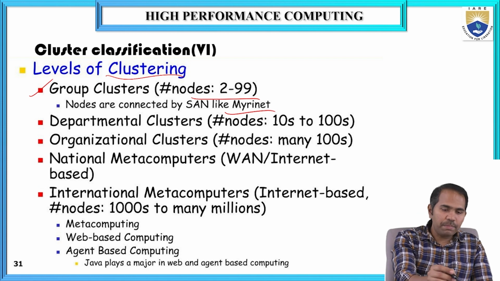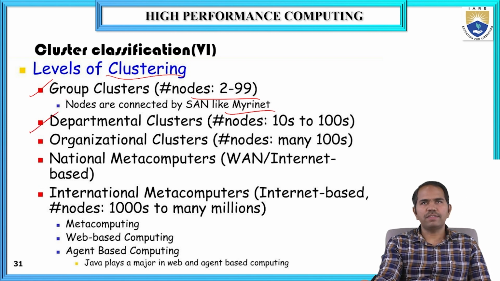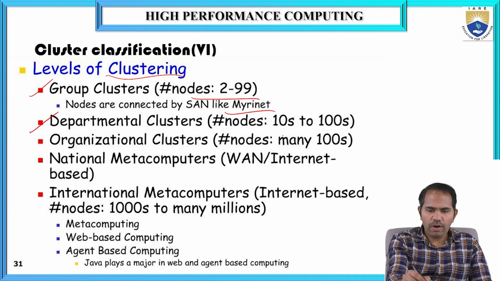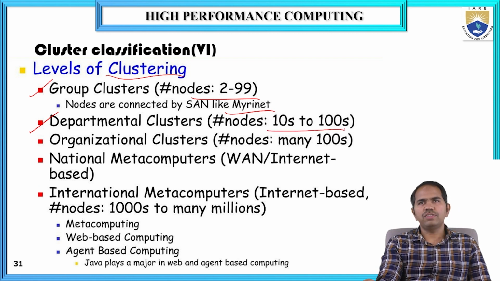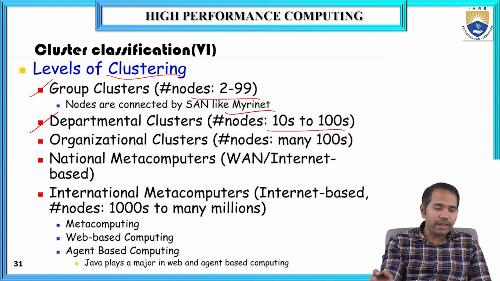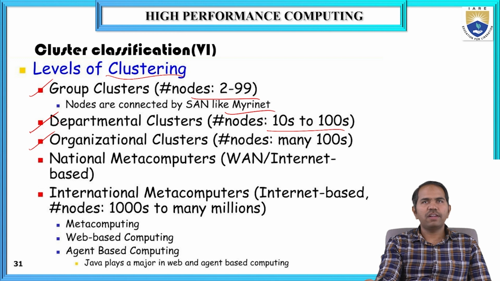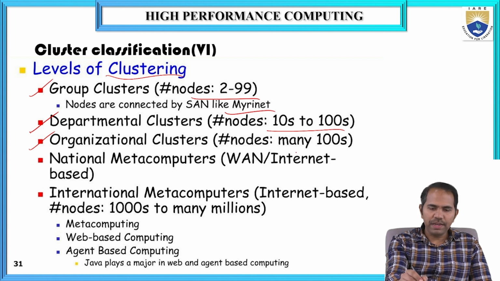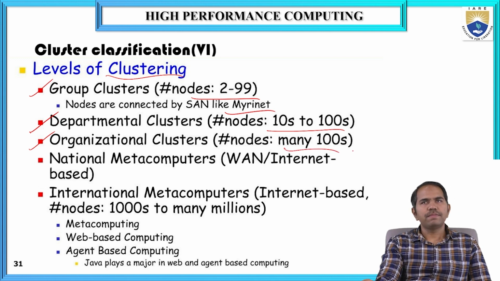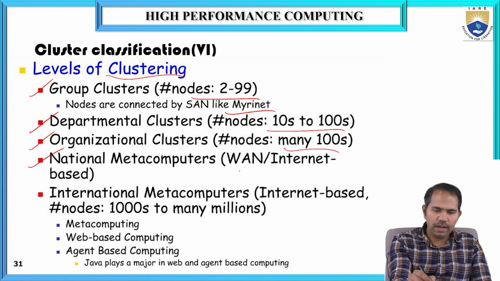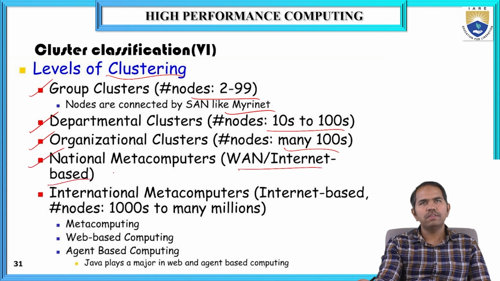The second is departmental clusters. The number of nodes is 10 to 100 systems. The third one is organizational clusters. The number of nodes is many hundreds. And national metacomputers, that is WAN or internet based.